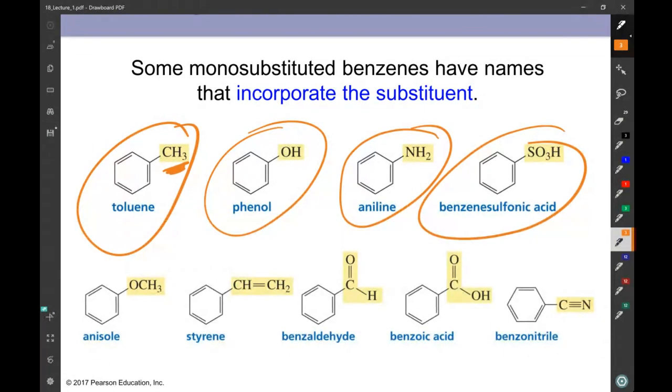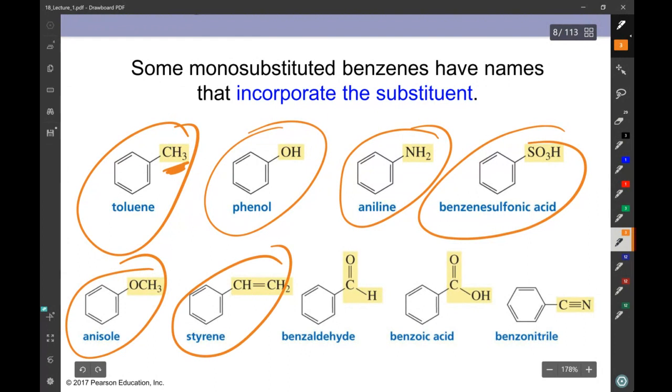Trinity. I'm sure you're familiar with that structure. This is called anisole. This is called styrene. Those are common names. There's no logic why this is called styrene. Don't ask me how. You just need to know it that way.